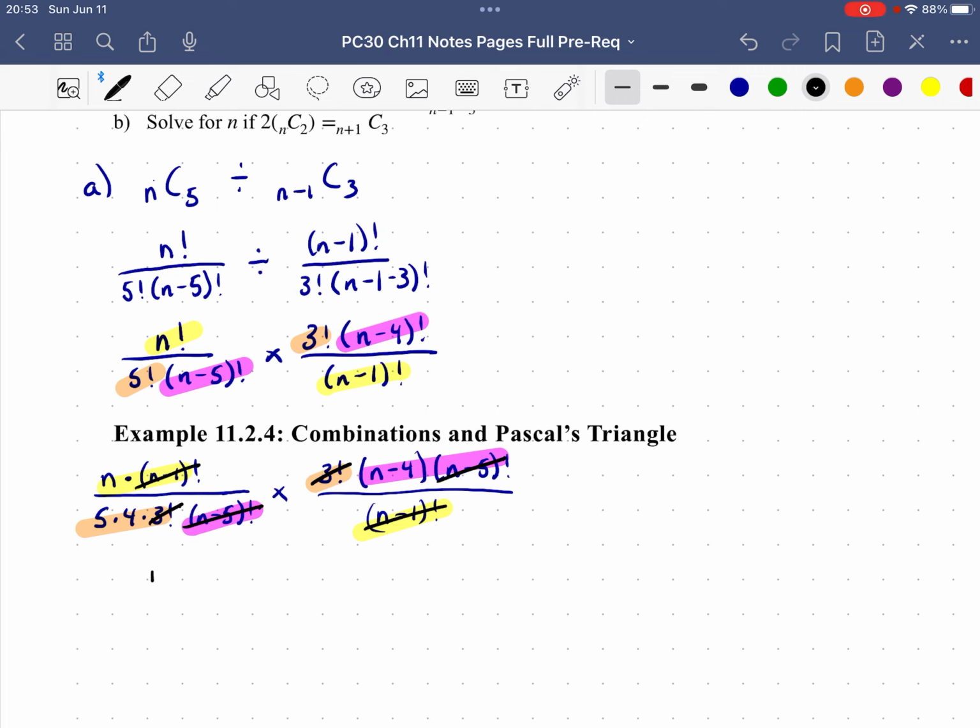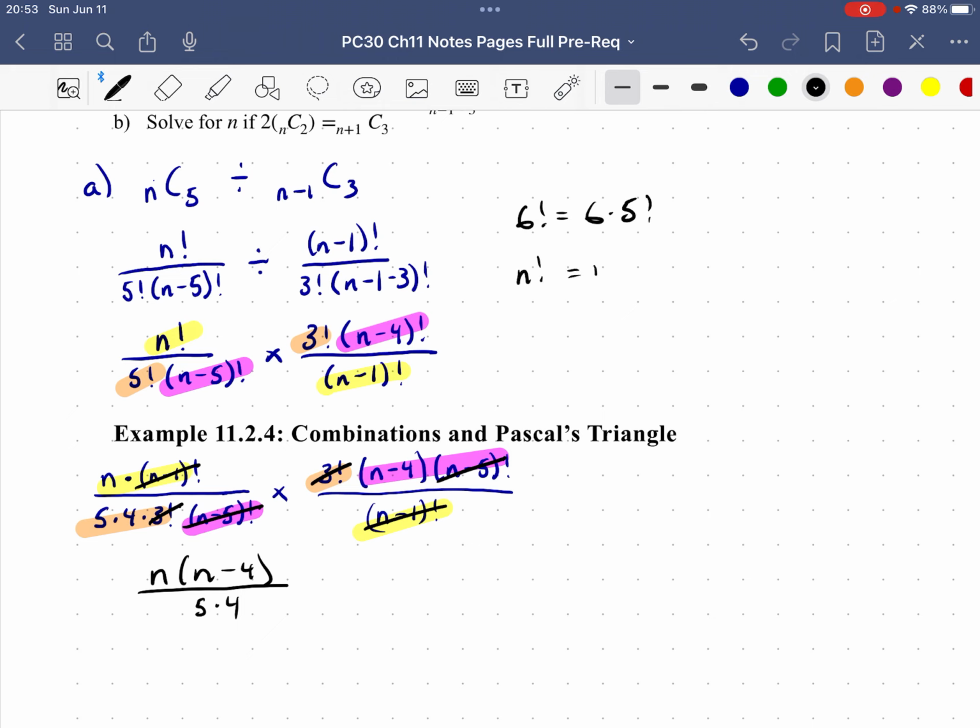And what we are left with is n times (n minus 4) all over 5 times 4. There's our answer. Now, in case you haven't figured out, 6 factorial is equal to 6 times 5 factorial.